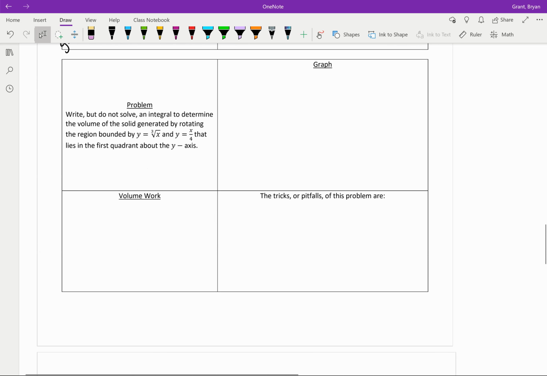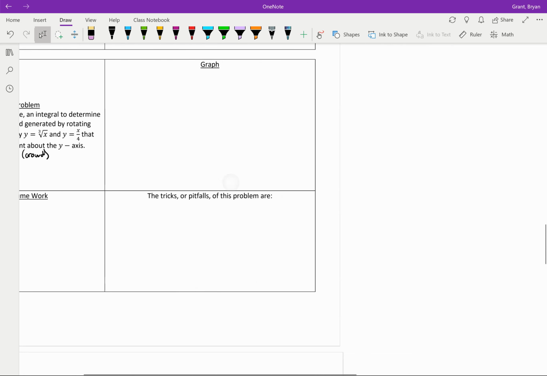Alright, set up but do not solve an integral. The rotating region lies in the first quadrant about the y-axis. Now, about is really just a fancy way to say around the y-axis. So let's get our graph rolling. Now, this cube root of x, I'll probably draw this twice, but the cube root of x looks like this, right? The square root just sits in this quadrant because you can't do the square root of a negative and get a real answer, but the cube root you can do negative, so it looks like this. X over 4 is going to look something like that. Now, well, actually it should go all the way through, huh?